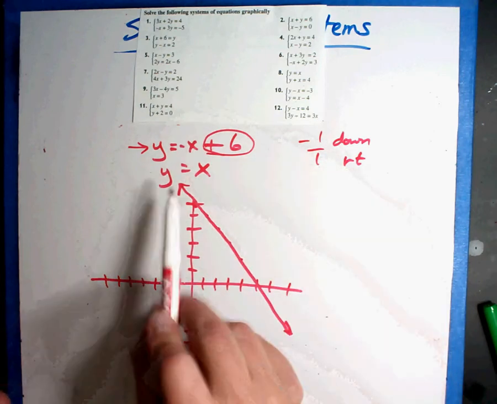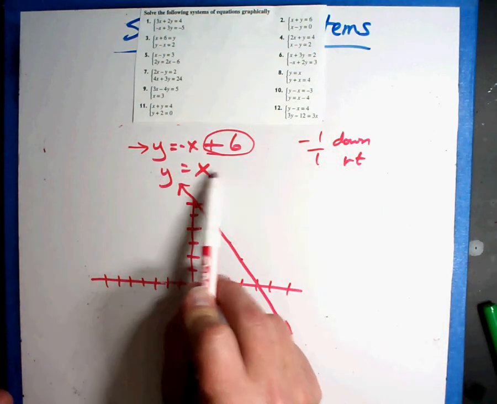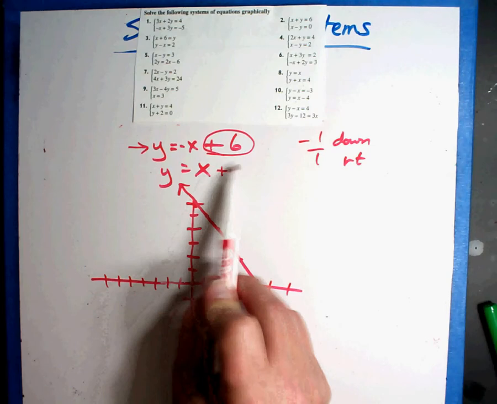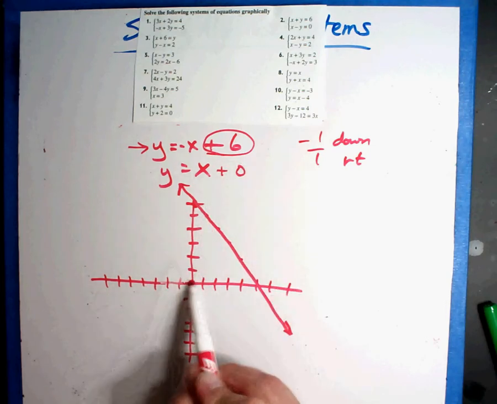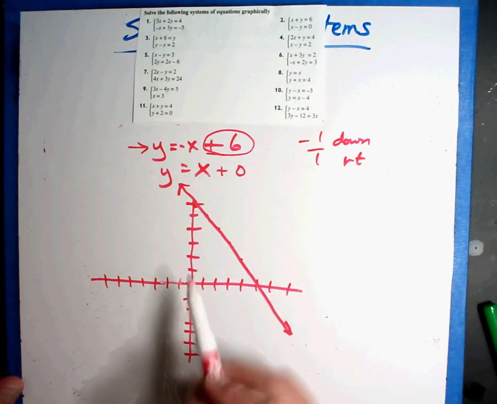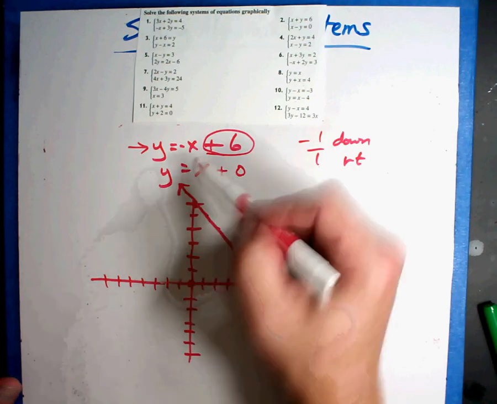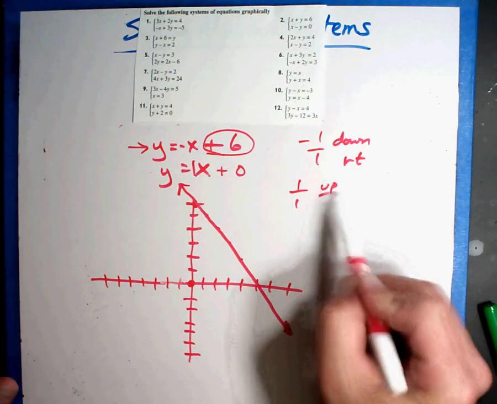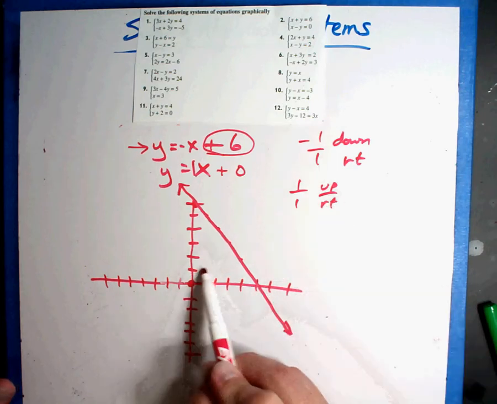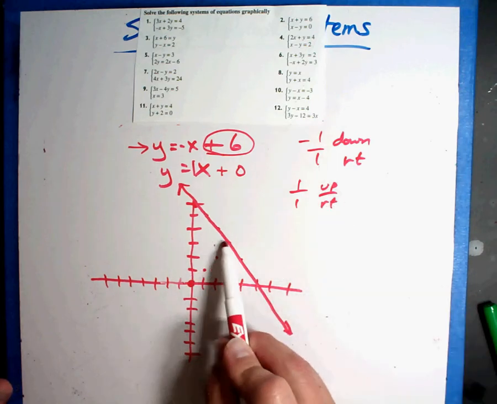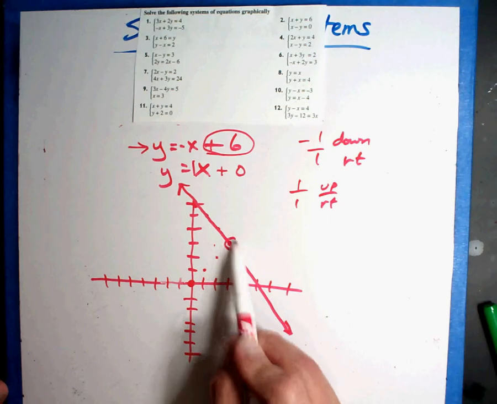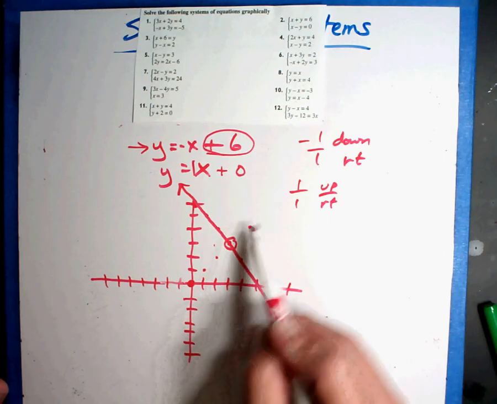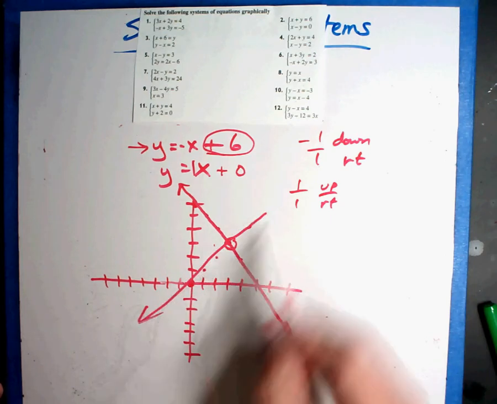And then in this one, y equals x plus, really that's plus 0. So that means it hits at 0, 0. And so the slope of that is a 1. So 1 over 1 is up 1, right 1. So it's up 1, right 1, up 1, right 1, up 1, right 1. Oops, I see where it hits. Up 1, right 1. And I can draw this line.